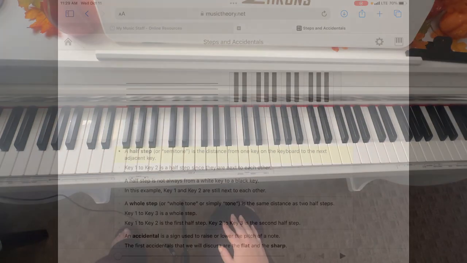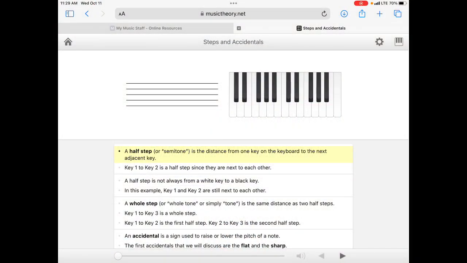So we are going to work on theory lesson number 6, which is about steps and accidentals. So a step is, I want you to think of going up and down your stairs. You have to take a step up or a step down, right? And accidentals are markings that identify changes in the note's sound. So both of these are going to be explained in today's lesson.